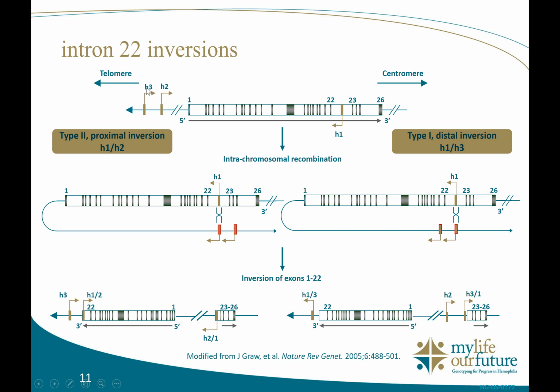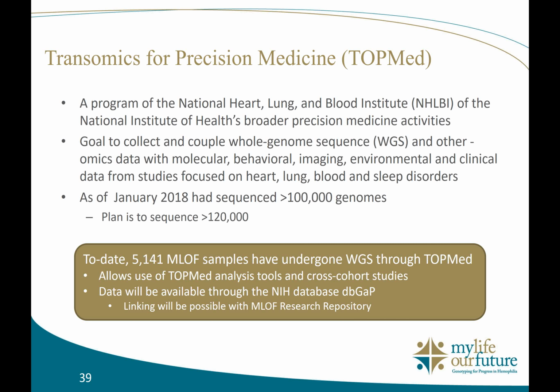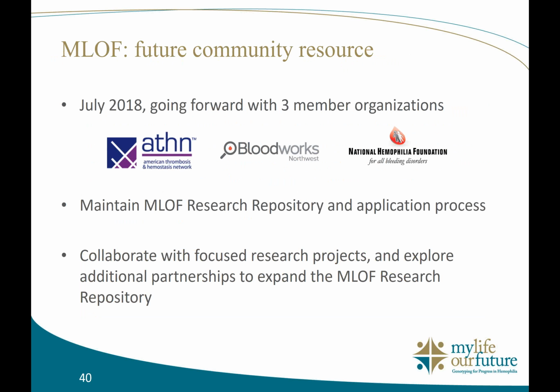But also within TopMed, we are the only bleeding disorder cohort, but there are several cohorts that have thrombosis as their readout. And so being able to look at variants that affect bleeding or clotting may tell us a lot of things applicable to the general population. And there are a lot of examples of things like that that we can study among the cohorts that should help hemophilia. So what about the future of this resource?